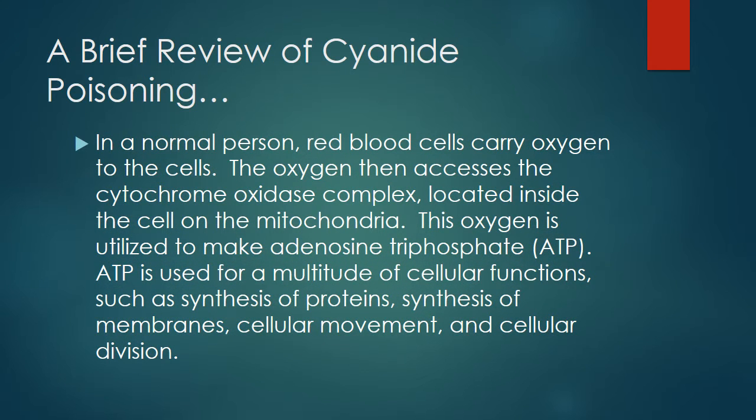In a normal person, red blood cells carry oxygen to the cells. The oxygen then accesses the cytochrome oxidase complex, located inside the cell in the mitochondria, the powerhouse of the cell. This oxygen is utilized to make adenosine triphosphate, or ATP. ATP is used for a multitude of cellular functions, such as synthesis of proteins, synthesis of membranes, cellular movement, and cellular division.